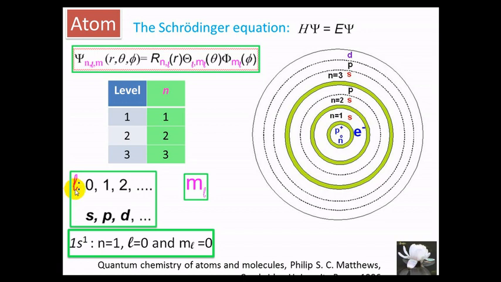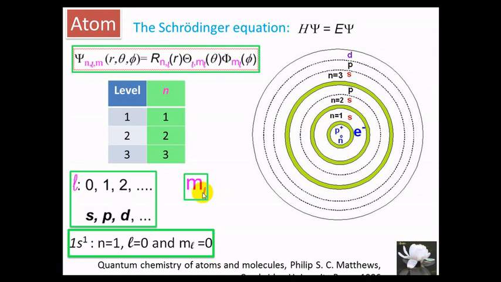Therefore, when the azimuthal number is 0, it corresponds to the sublevel s. If L equals 1, the sublevel p is present, and when L equals 2, the sublevel is named d. All charged particles in motion have a magnetic moment. Thus, when an electron is moving around the nucleus, the possible magnetic moments that the system can assume are determined by the quantum number ML.